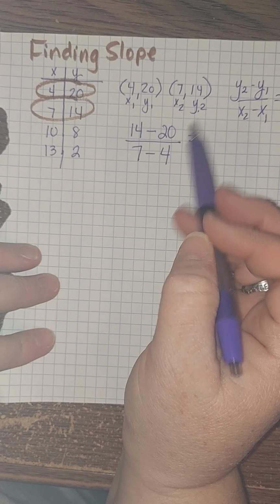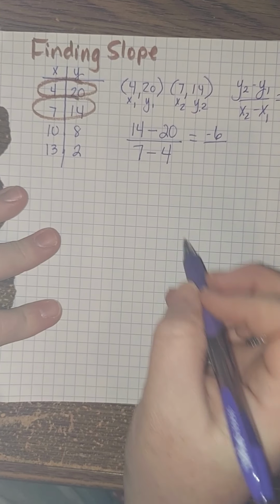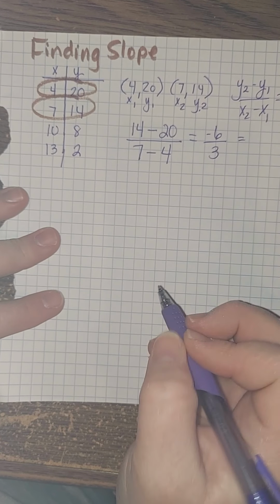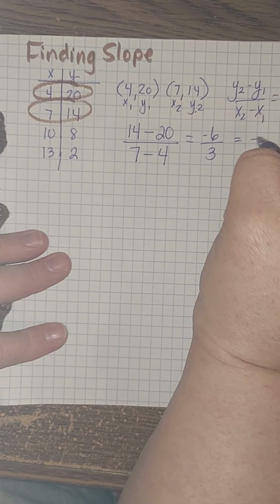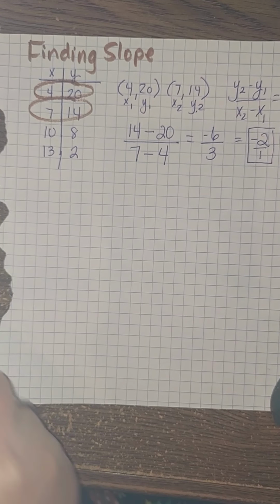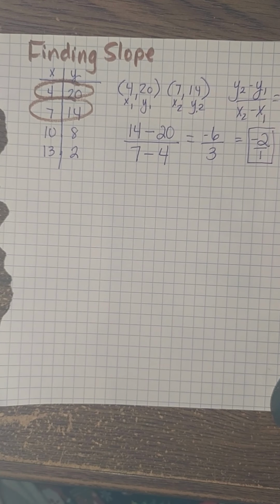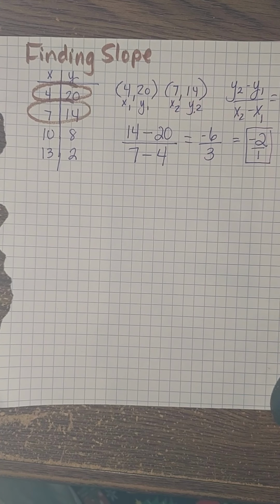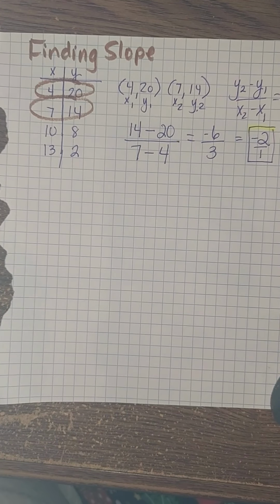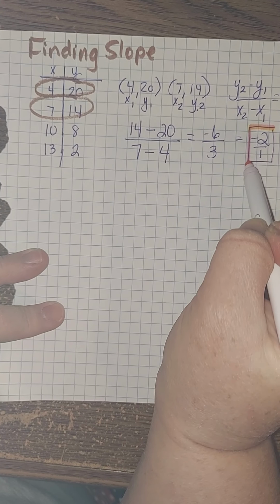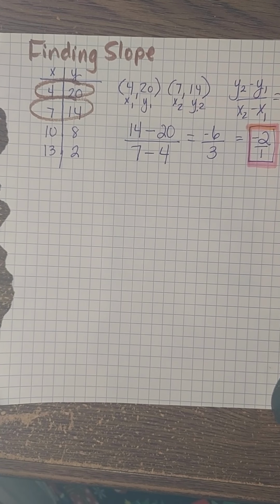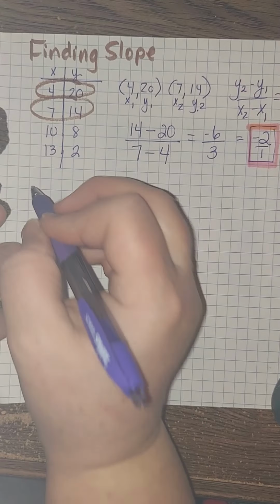Okay, what do I get? What's 14 minus 20? Well, that's a negative 6. And what's 7 minus 4? That's 3. What is negative 6 divided by 3? Well, that's negative 2. Now, if you'd like, you can still leave it negative 2 over 1 if you so choose. Okay, that's not a big deal. Okay. Oh, what am I doing? Pink, right? That's pink. Okay. So this is a negative slope, right? So we would say it falls. All right. How about another one?